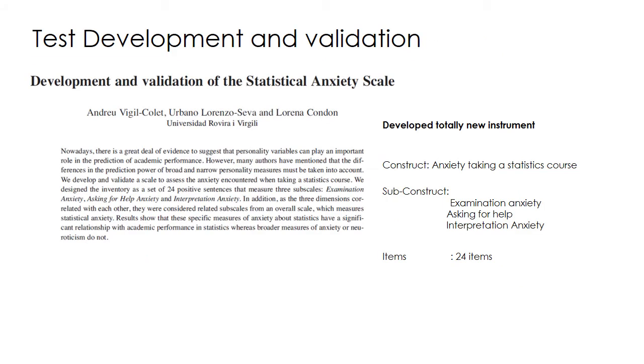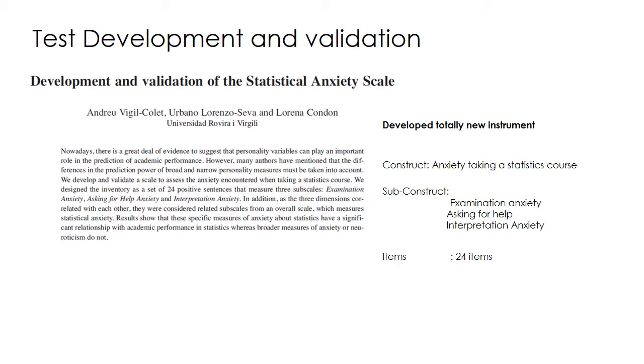So the first branch, test development and validation. I've shared this article last week, so I'm going to go over what this paper is trying to inform us. It is the development and validation of a statistical anxiety scale, and this is a good example of a totally new instrument. These authors are developing a new instrument.